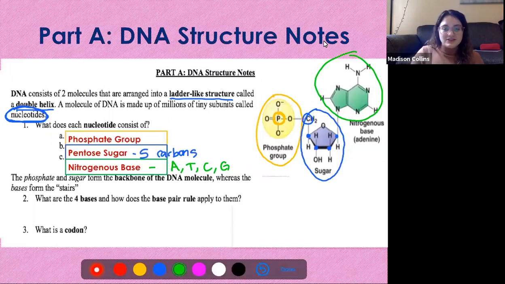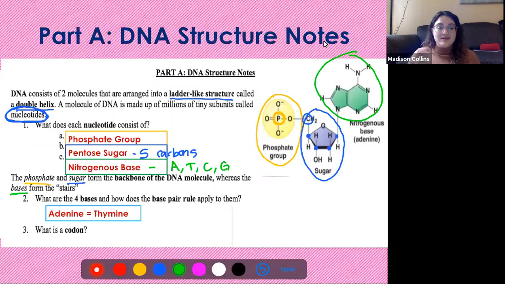The phosphate and the sugar, as we just looked at, the yellow and the blue, form the backbone of the DNA molecule, whereas the bases form the stairs. So what are the 4 bases and how does the base pair rule apply to them? We looked at these yesterday.